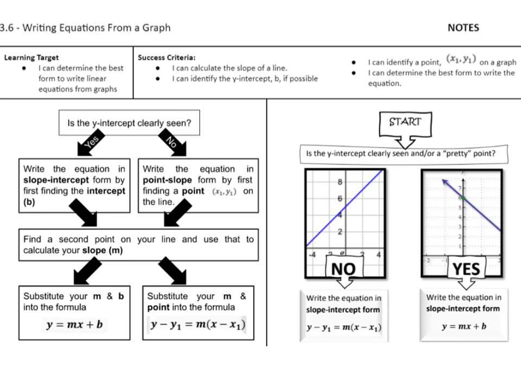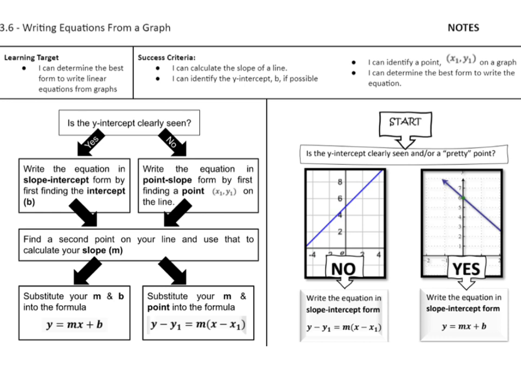If it's not easily seen, then it's best to write it in point-slope form by first finding any point on the line. It doesn't matter where it is, just find a pretty intersection, a pretty point. Then find a second point and find the slope, and then write it in y minus y1 equals m, parentheses x minus x1.